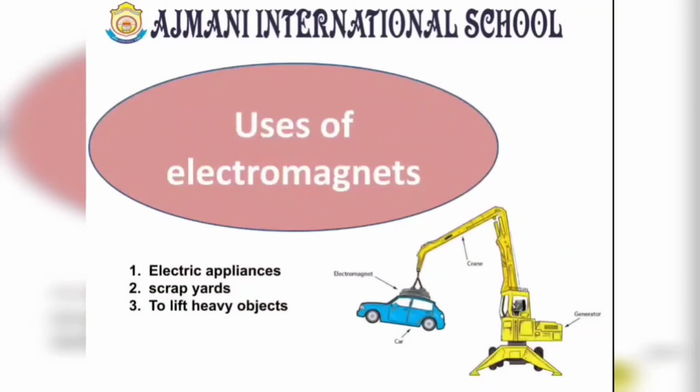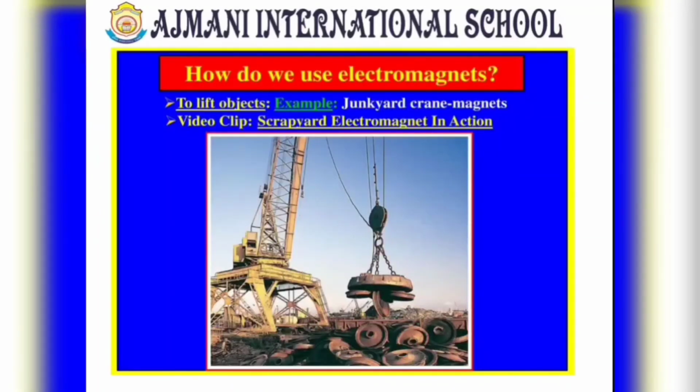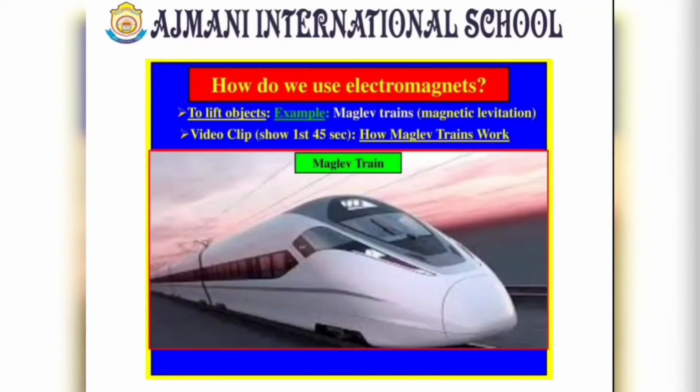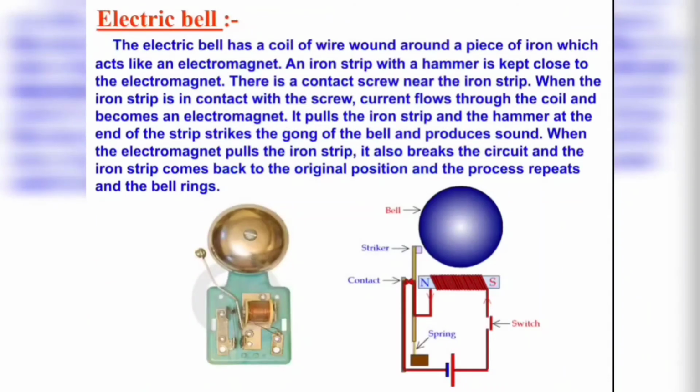There are various uses of electromagnets, like in electric appliances, scrap yards, and to lift some heavy objects. If you look at these objects in the scrapyard, you will observe that they are used to separate iron scrap from other materials in metal scrapyards. Also, they are used in bullet trains where the magnetic effect of electricity can be seen. Now, how does it work in the electric bell?